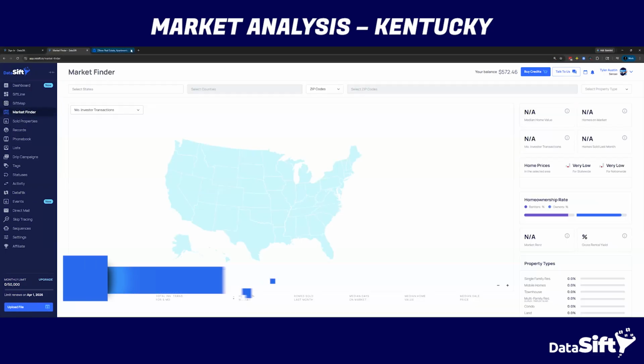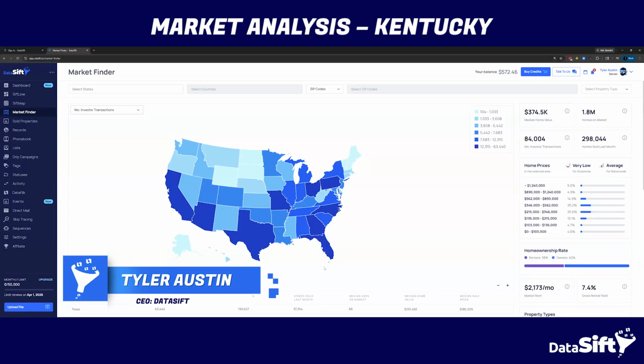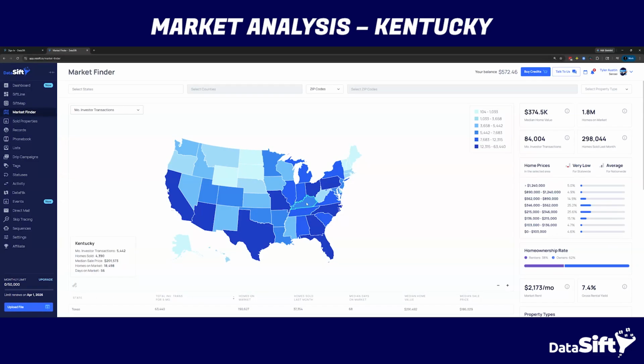Let's get to Market Finder. First and foremost, when I get here, I'm going to select the state that I'm interested in. Before I select it, just a quick note: the map legend at the top right corner, what's darker or lighter, is based on this drop down that you choose, monthly investor transactions.